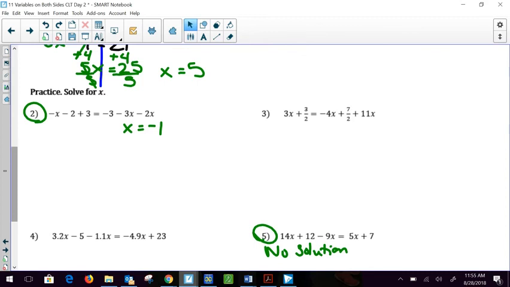How did you guys do? Did you get -1 for number 2 and no solution for number 5? If you still have questions, please see your teacher to clarify what may have gone wrong.